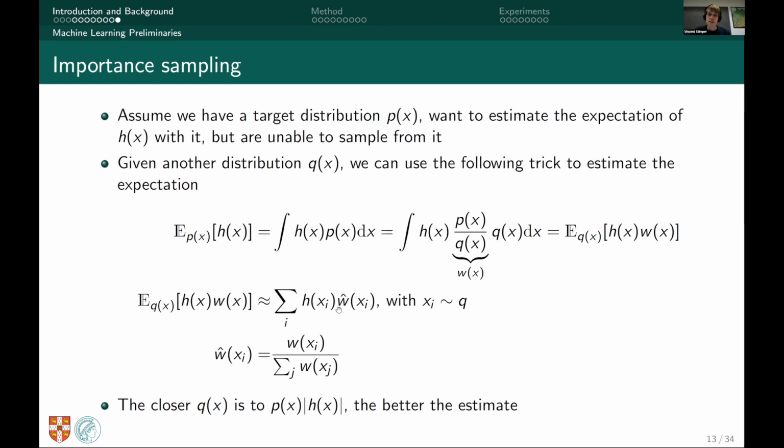Here we just need to make sure the importance weights are normalized to get the right integral. And of course, in this situation, ideally we want a Q which is as close to P of x times the absolute value of H of x, in order to get a better estimate. If you're just sampling Q at points where the density of our target P is very low and H of x doesn't have a significant value, then of course it's not of use. You want to have samples where the major contribution to the expectation is happening. Okay, that's about importance sampling.